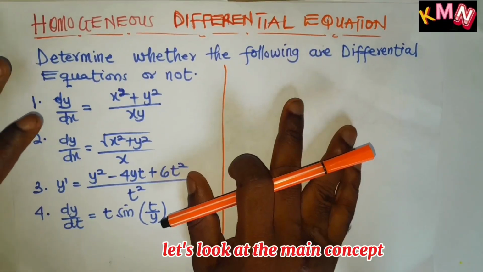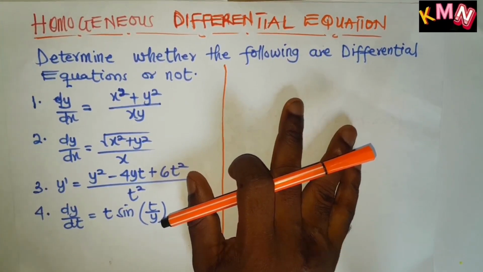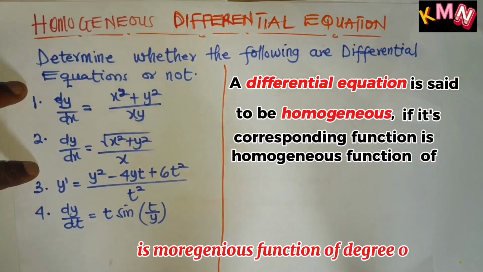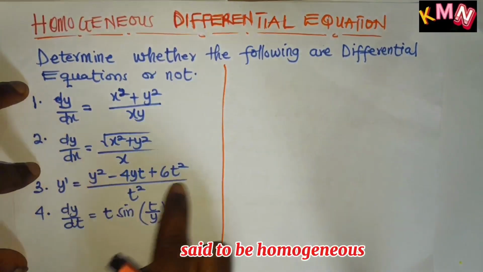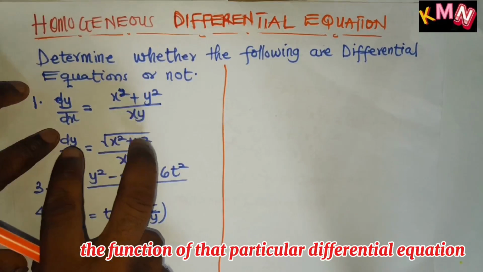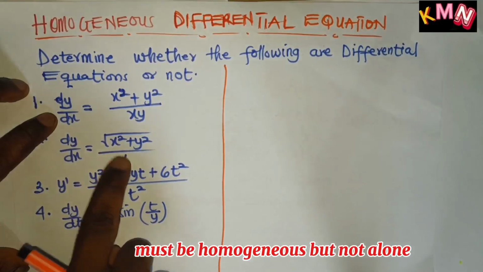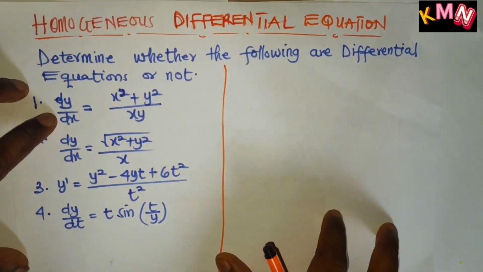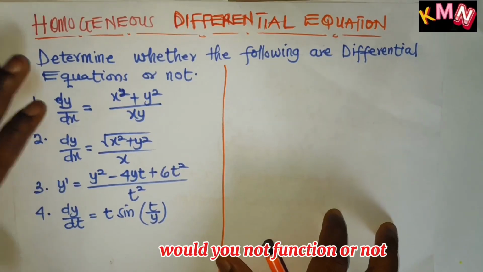Let's look at the main concept, that is homogeneous differential equation. When do we say that a particular differential equation is homogeneous? A differential equation is said to be homogeneous if its corresponding function is a homogeneous function of degree 0. So for a differential equation to be homogeneous, the function must be homogeneous, but not alone. The degree of that homogeneous function must be 0. So let's look at these examples and see whether they are homogeneous or not.